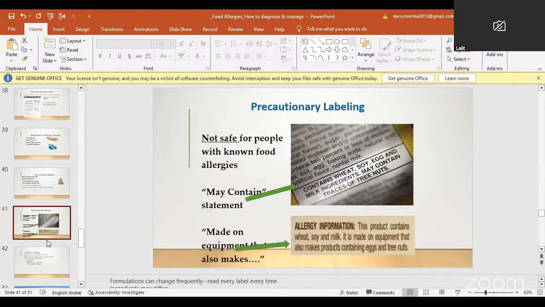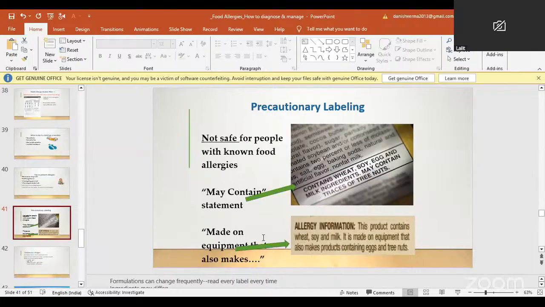Most of our food products also have a label that says it may or may not contain certain allergens. The problem here is that it is not safe for people with known food allergies. When it says a "may contain" statement, that means it becomes risky. If somebody is allergic to, say, soy, and it says can contain soy, it's better to just avoid it.